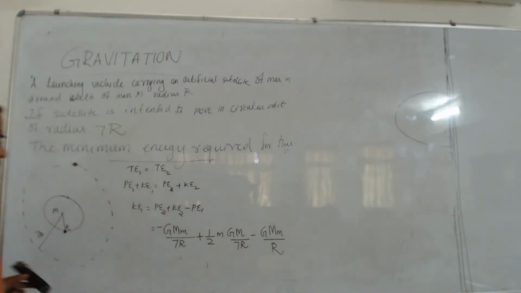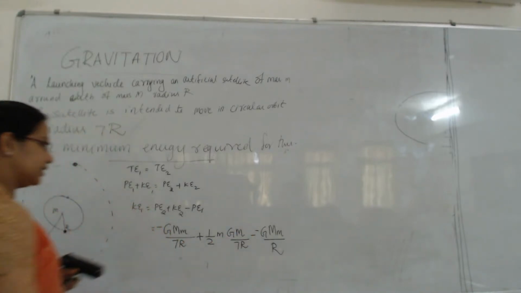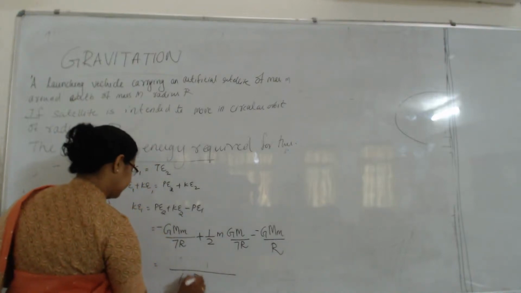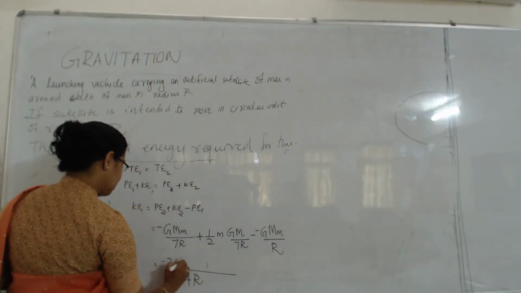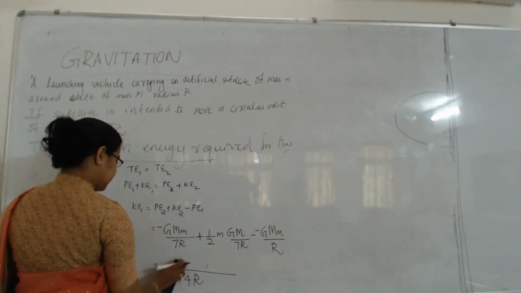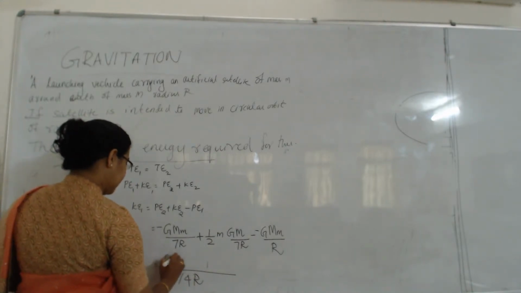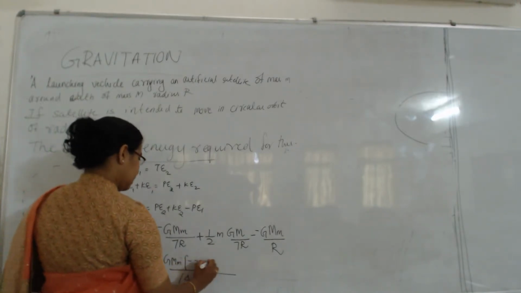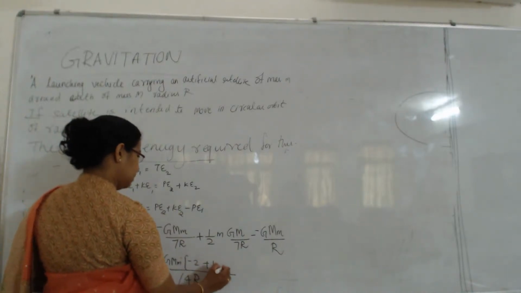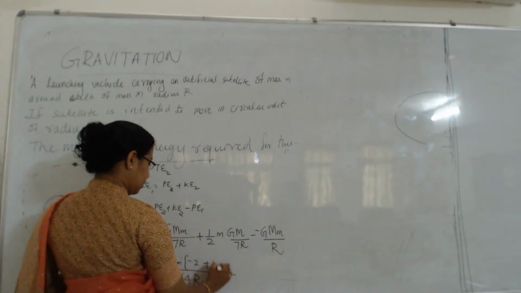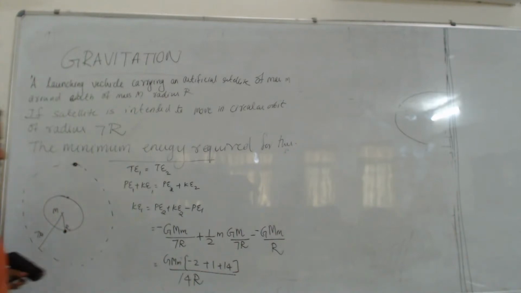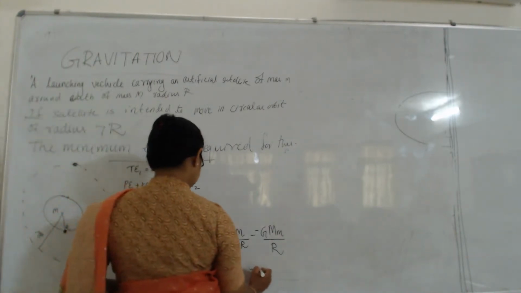We have to solve it. Here one more thing is there, GMm, minus of minus will come. If you take the LCM, it will be 14R. This will be minus 2G. We need not write all the times. We can take GMm as common, so this will be minus 2. This will be 1. This will be plus 14. So it will come as 13.